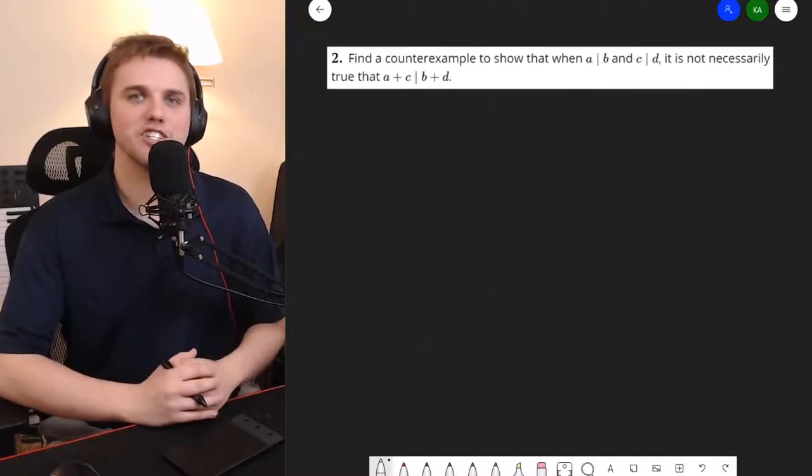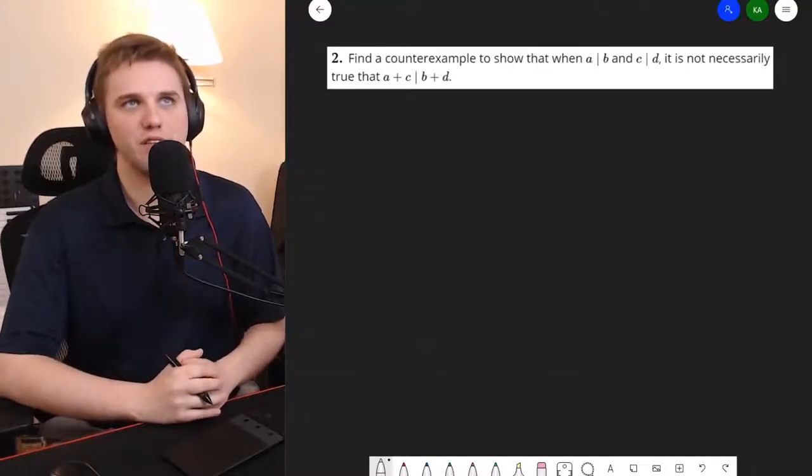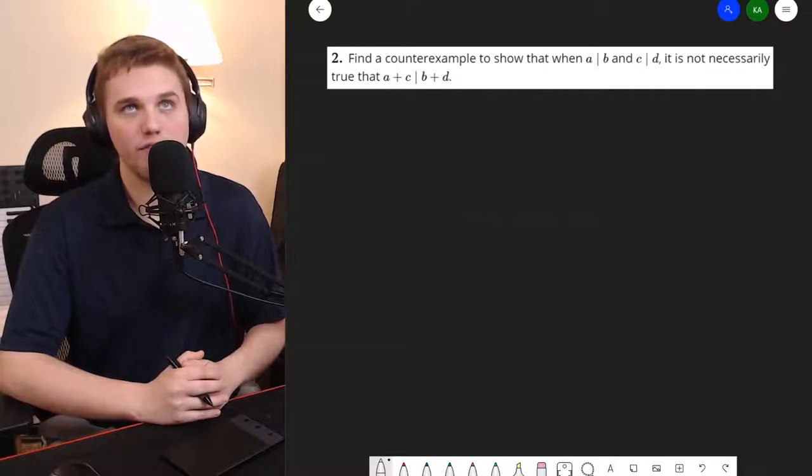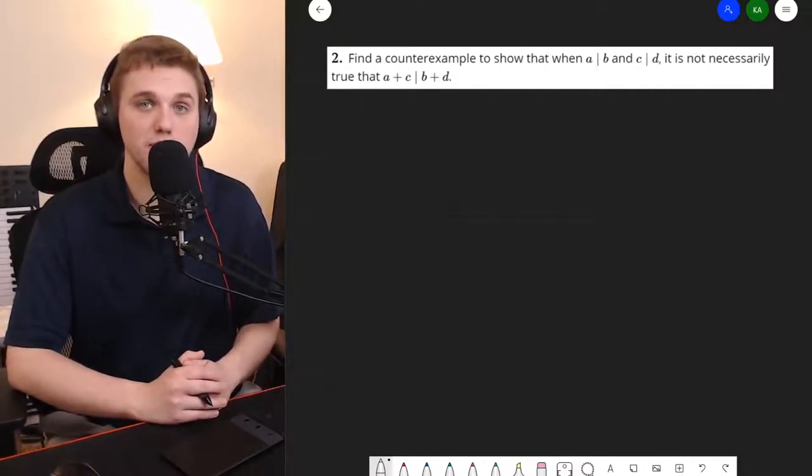Hey everyone, in this lecture, we're going to be solving this problem specifically. Find a counterexample to show that when A divides B and C divides D, it is not necessarily true that A plus C divides B plus D.